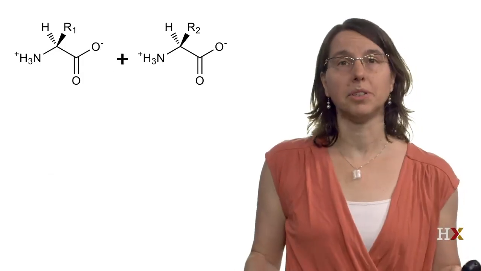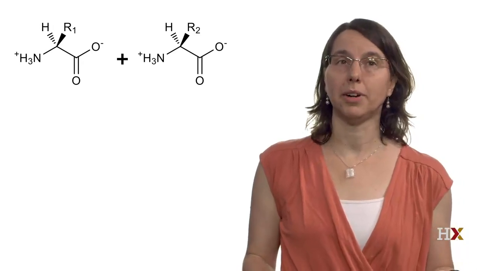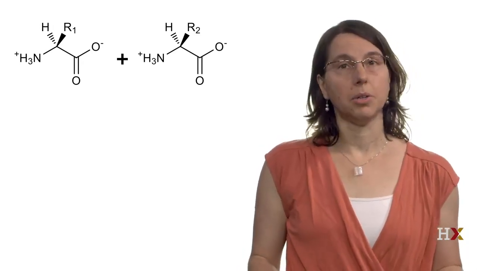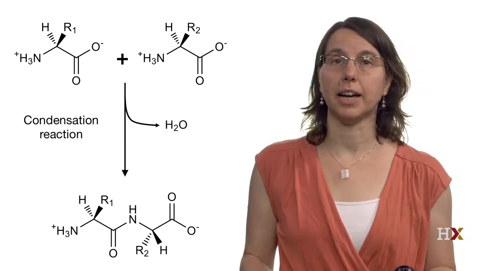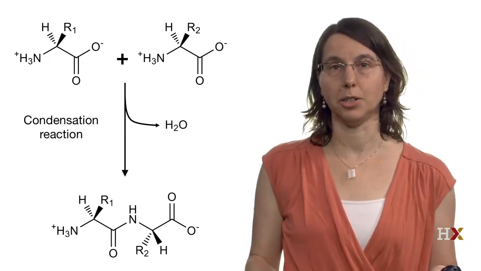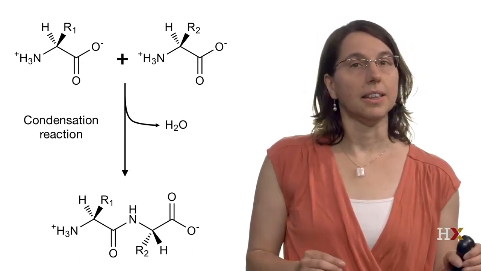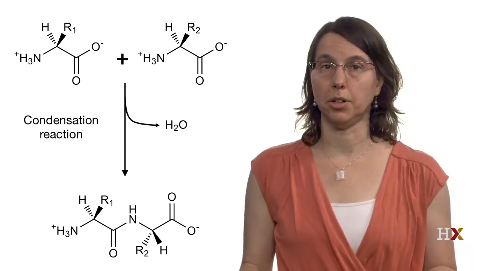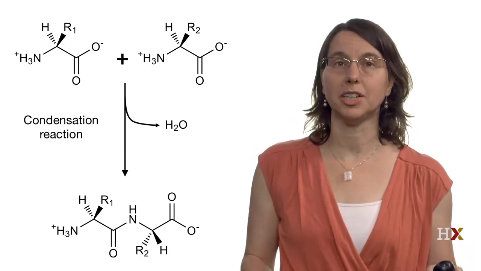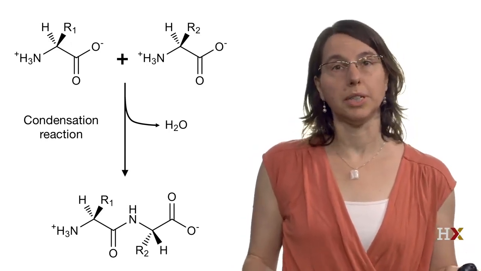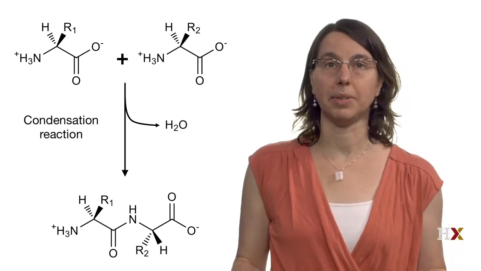So recall that proteins are polymers of amino acids, and these polymers come about from condensation reactions that are catalyzed by the translation machinery in the cell. That leads to an unbranched polymer of amino acid residues that are linked by amide bonds. And in proteins, these amide bonds are called peptide bonds.